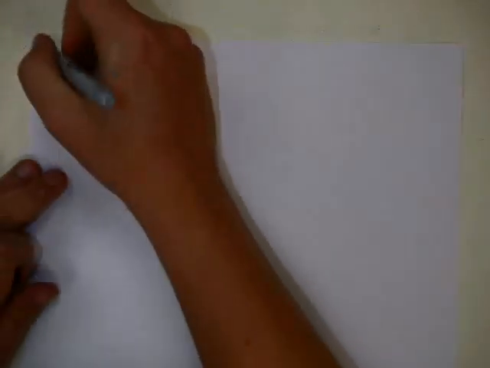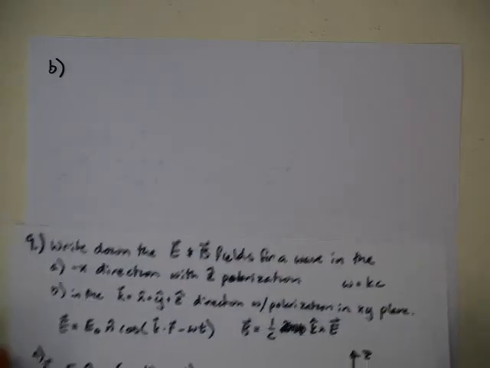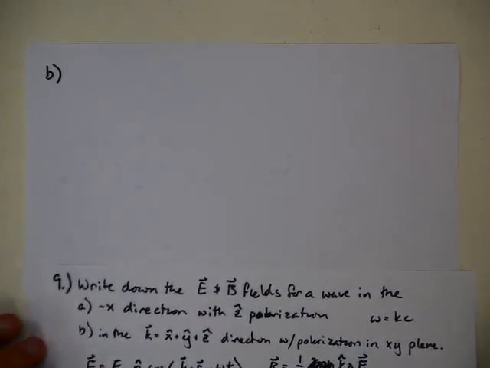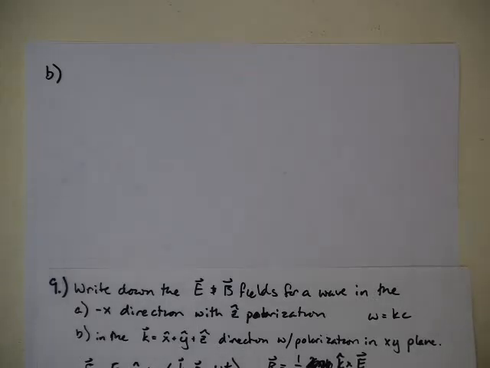Now for part B, we want to do the same thing. We want to write down the E and the B fields, but we've got a much more complicated problem this time. It's going to be in the k hat in the x plus y plus z direction, and the polarization is going to be in the xy plane.